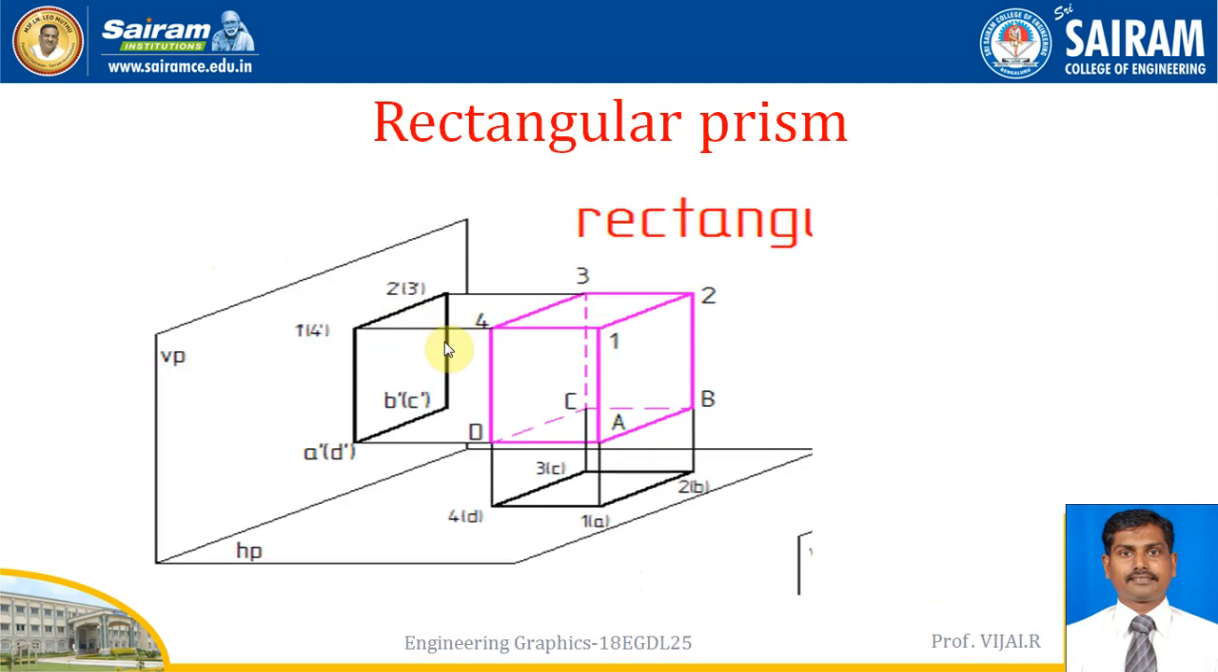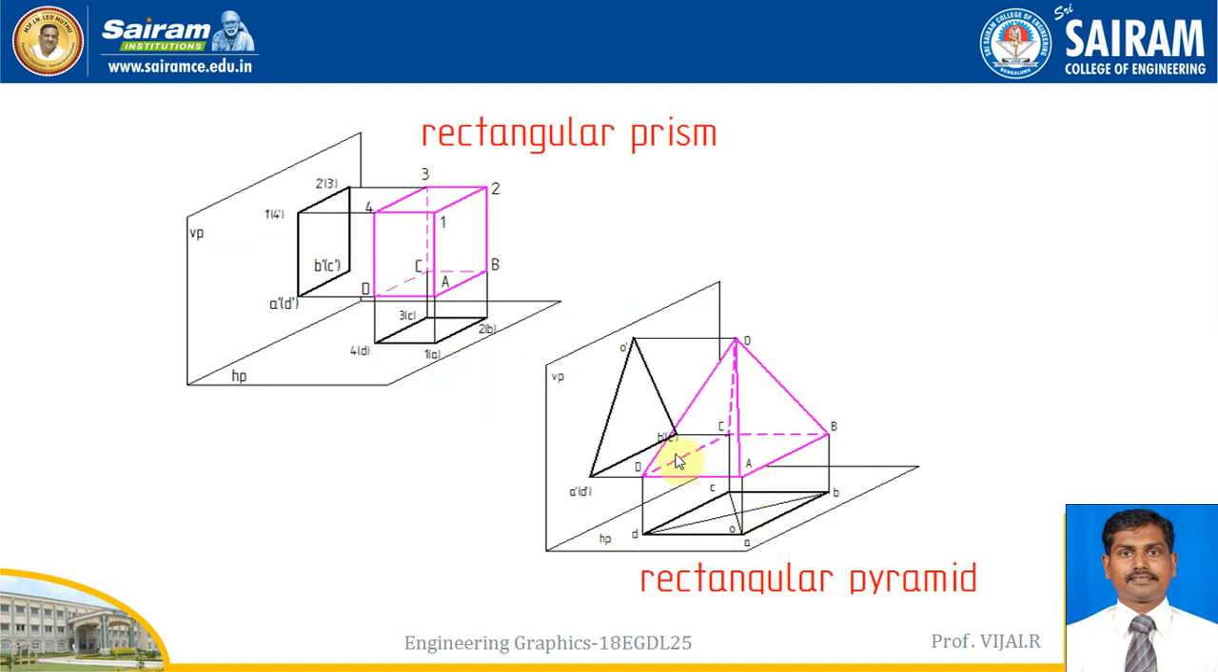So here we call it a pyramid. This is a rectangular pyramid, we will see in the next slides. The rectangular pyramid has a rectangular base, as I said, and all the corners are connected with the apex. So this is a pyramid.